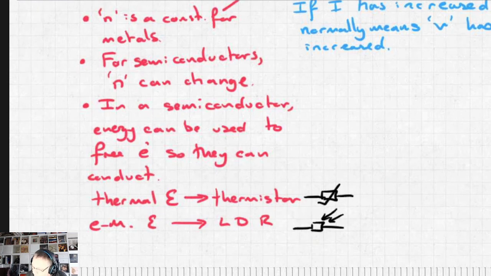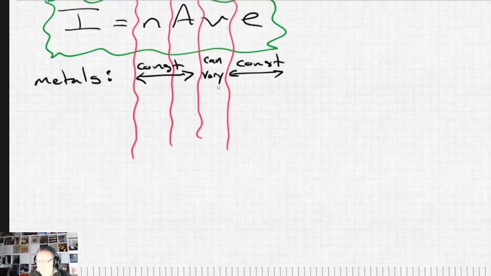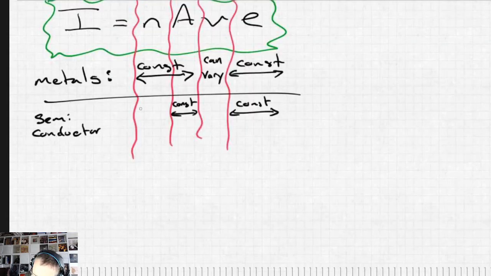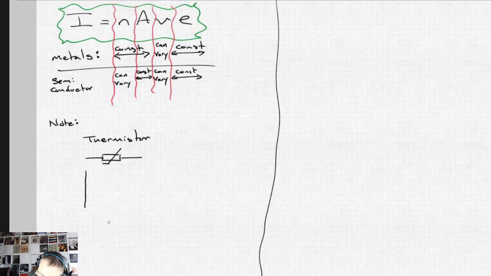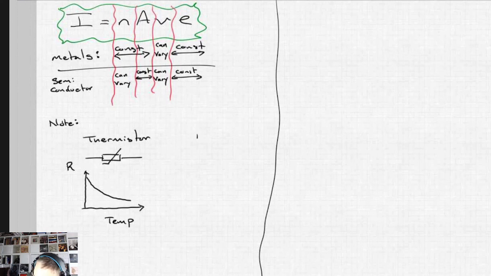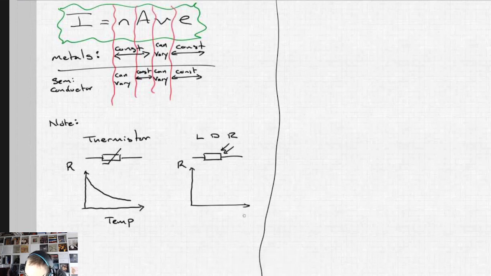So, to summarize this bit then, I is equal to nAve, and for metals, only v can vary, whereas for a semiconductor, n can vary and v can vary. So semiconductors are more complex. Note, if we have a thermistor, the resistance of a thermistor as a function of temperature falls. And for a light-dependent resistor, again, the resistance as a function of light intensity falls.